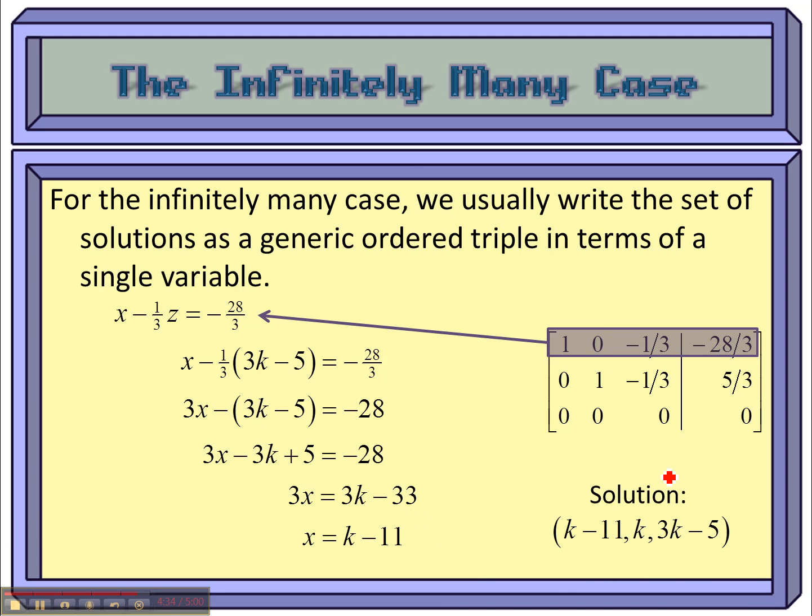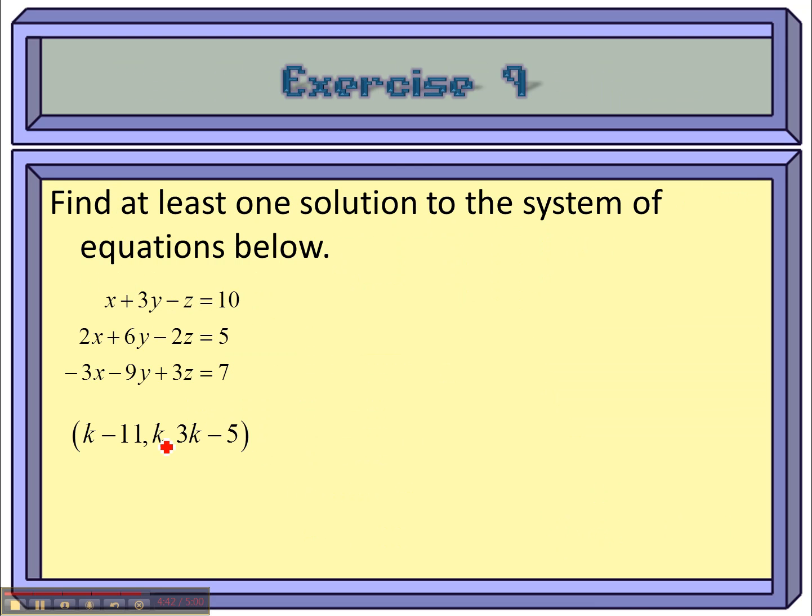This represents 100% of all the solutions for this system of equations. In order to find one of the possibilities, you just pick whatever you want for k and substitute it in. Like, for example, k equals 0. Then 0 minus 11 is negative 11, comma 0, and 3 times 0 minus 5 is negative 5. So here's one of the points that would work in all three of these equations.